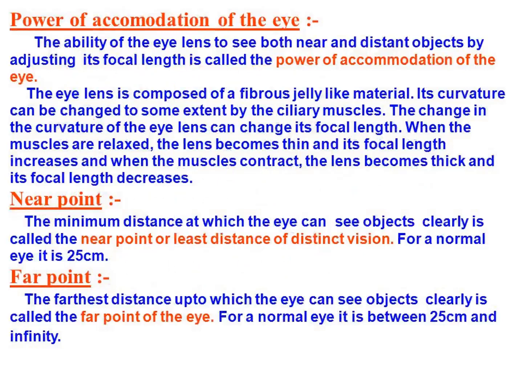Now power of accommodation of the eye, okay. The ability of the eye lens to see both the near and distant objects by adjusting its focal length, okay, that is called the power of accommodation, the ability of the eye lens to focus nearby.